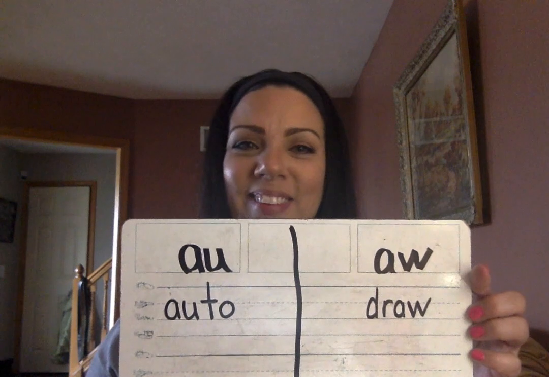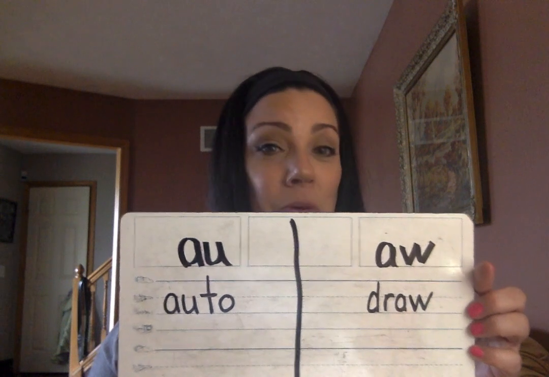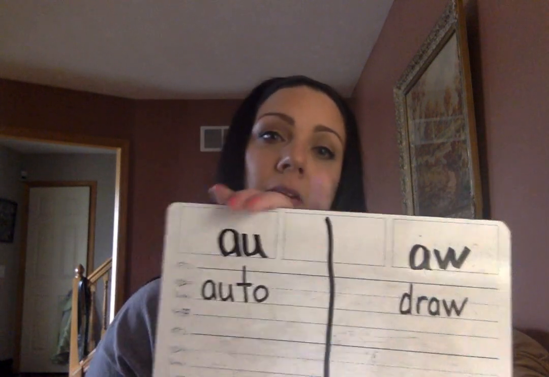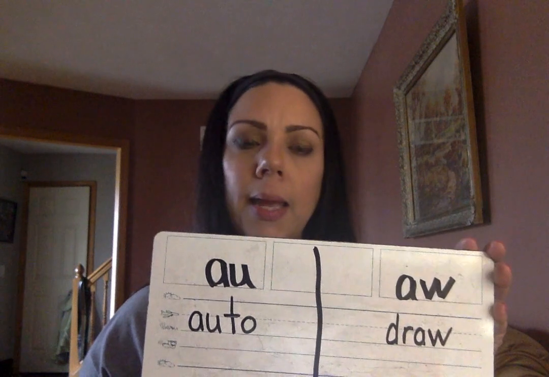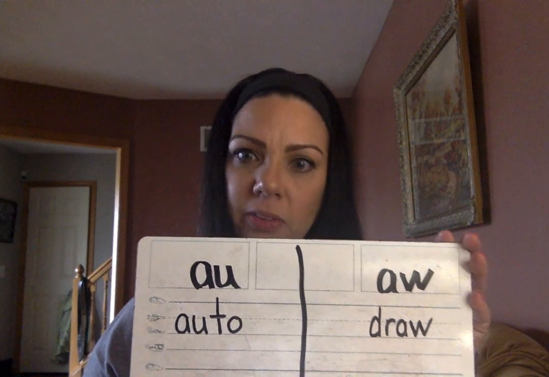Okay, let's try another one. Let's do the word auto. My father drives an auto. An auto is another word for a car. Auto. Okay, auto. How did you do? I'm sure you're doing great. If you'd like to put on the top of your paper an AU and an AW, you can do that also.